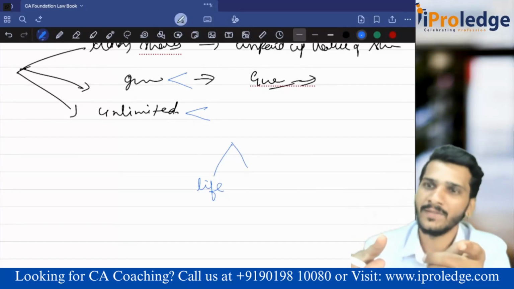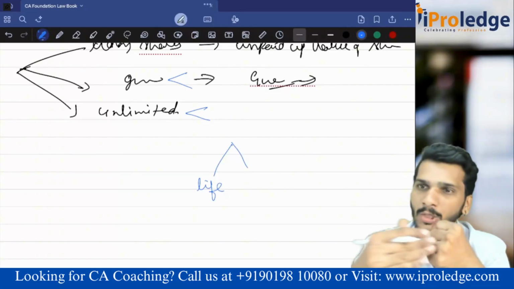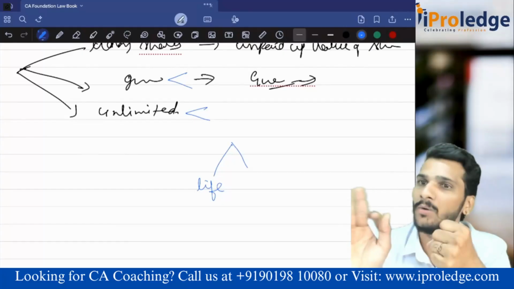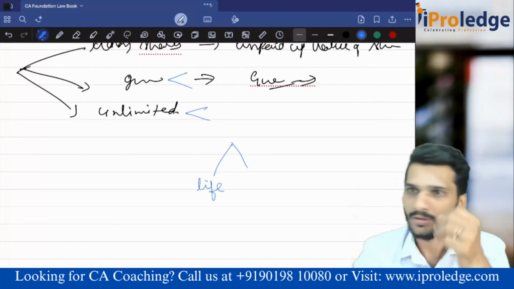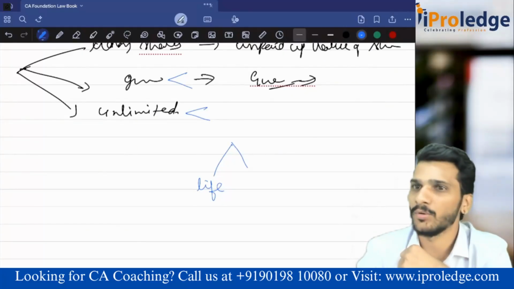Earlier, what used to happen in case of shares? I am taking one share, a 10 rupees share. 10 into 1, 10 rupees is my liability. Here, now, not one share. 10%, this is my guarantee amount. 20%, this is my guarantee amount. This is how it happens.